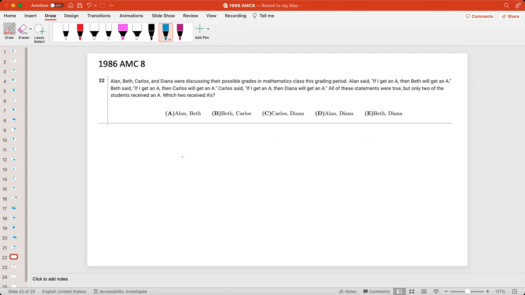Alan, Beth, Carlos and Diana were discussing their possible grades in mathematics. Alan says, if I get an A, that means Beth also gets an A. Now, Beth says that if I get an A, Carlos will also get an A. And Carlos says that if he gets an A, Diana also gets an A. Now all these statements were true, but only 2 of the students received an A. Which 2 received A's? Now let's check.